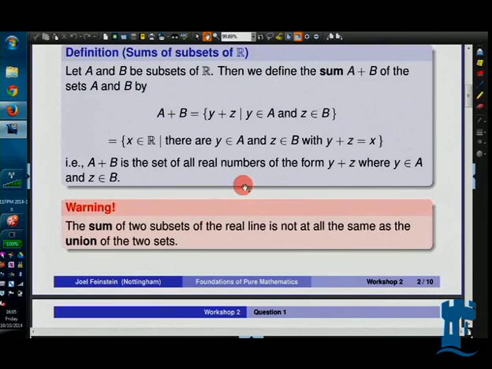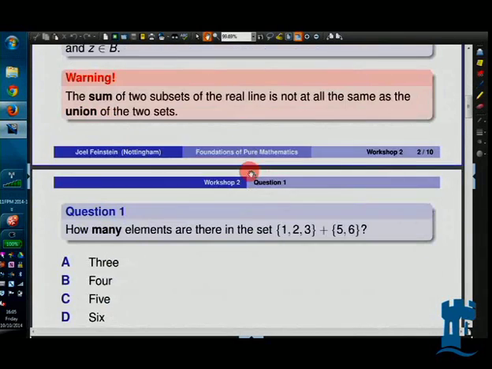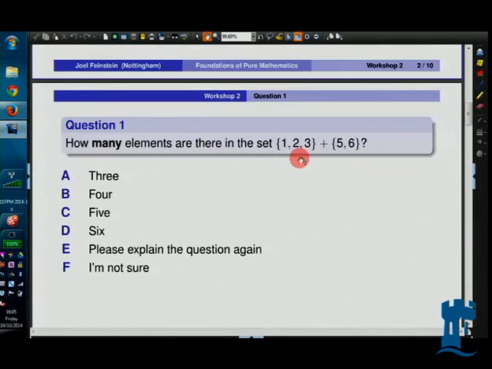So, to see whether you can do something easy using the definition, here's a set A, here's a set B. Add the set A to the set B. How many elements are there in the resulting set using the definition? So that's your first question. I'll just give you a couple of minutes to think about that. See if you can work out what this set is.